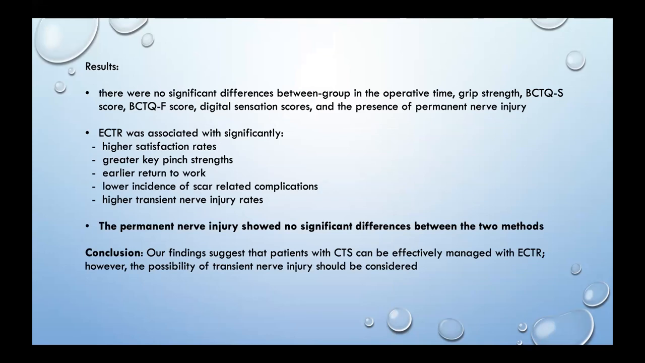And the other thing is that the endoscopic surgery has higher satisfaction rate, greater key pinch, earlier return to work, and lower incidence of scar-related complications. But it has higher transient nerve injury rates. And the interesting thing about this is that the permanent nerve injury showed no significant difference between both methods. So they conclude that the endoscopic technique is an effective method of treatment with possibility of a transient nerve injury that you should tell the patient about.